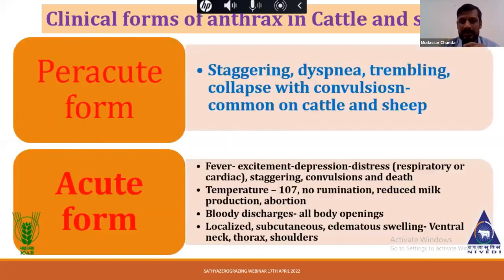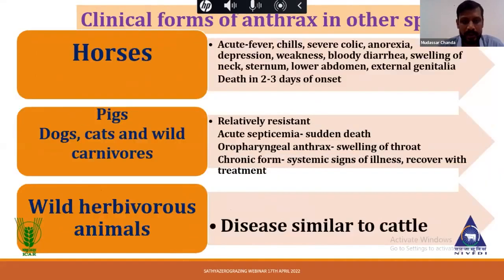For example, in cattle and sheep, what are the forms? When you say peracute form, we have symptoms like staggering, dyspnea, trembling, collapse with convulsions. Acute form, again fever, temperature, bloody discharges, and localized subcutaneous edema, swelling in the ventral neck, thorax, and shoulders. Why I'm showing this particular slide is, when you're visiting outbreaks, these things are important to consider, whether the disease is in peracute or acute form.